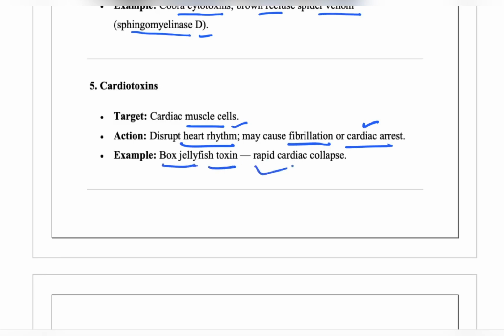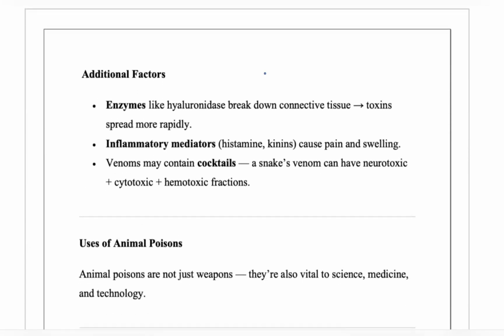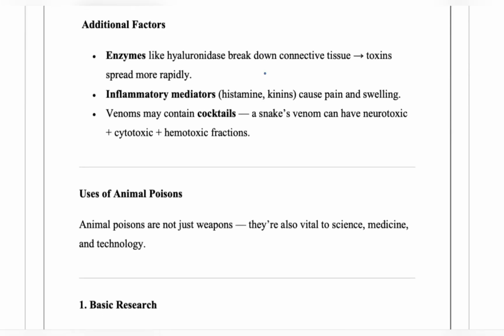It causes the rapid cardiac collapse. So within a few minutes the heart will stop beating. Very, very dangerous. Now there are some additional factors, like enzymes such as hyaluronidase, which break down the connective tissue.